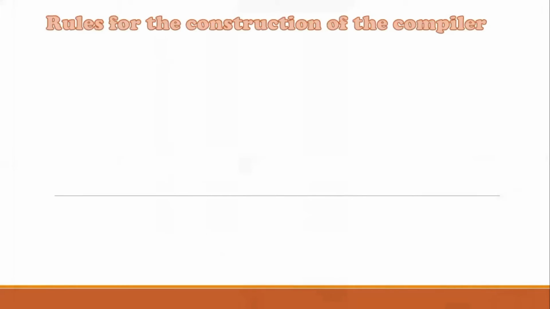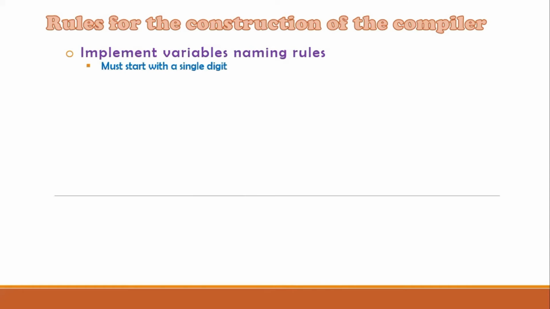Now, I am going to show you the rules that we are going to follow and construct a new compiler based on our own constructed rules. There are different types of rules that we are going to use in the construction of our compiler. Basically, three major rules are being used. First one is the implementation of variable naming rules. So we are going to use some rules for naming the variables.